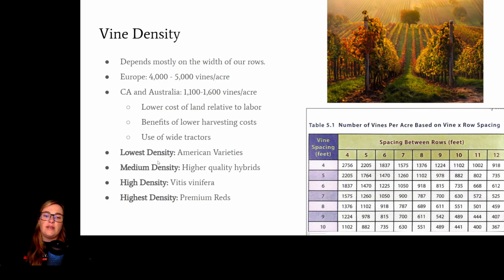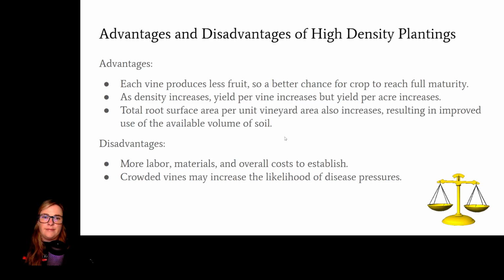So the lowest density are American varieties, which are the most vigorous. American varieties could also be your soil type as well if you have very fertile soil and rootstocks. Medium density would be higher quality hybrids. And then high density is Vitis vinifera. And then the highest density are the premium reds, right? The ones that are producing like 2 tons per acre, right?